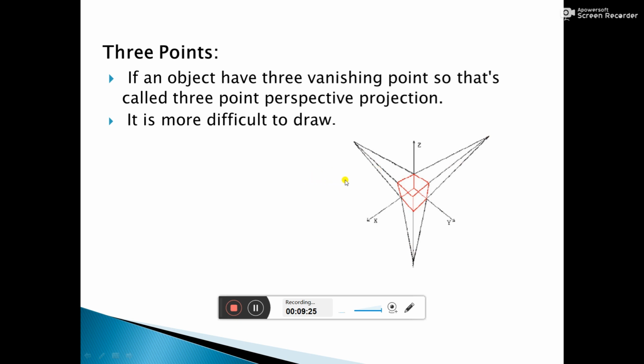These are the things we have discussed about projections.